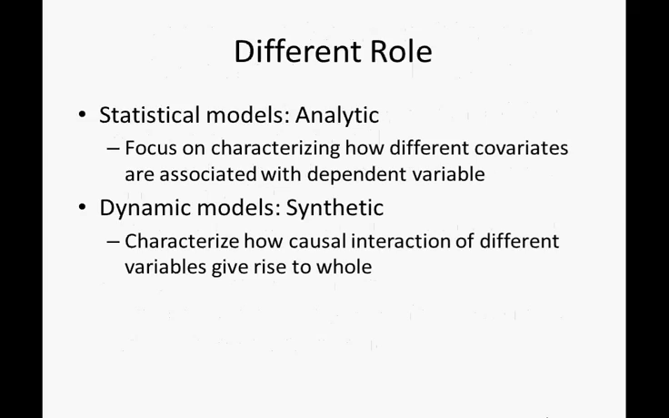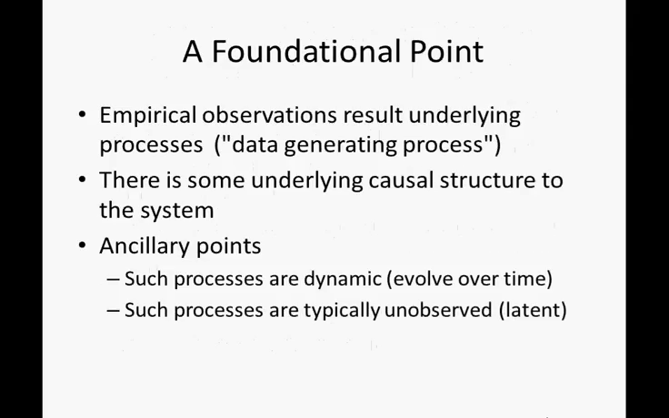We have various forms of it, but fundamentally they're these covariates, and we're interested in how they contribute, say, to a dependent variable. And when people go to dynamic models, this is often what they have in mind. How is this different from a regression? Fair question. This is one of the things I'm trying to compare to. Dynamic models are synthetic in the sense that they characterize how causal interaction of different variables gives rise to behavior of the system as a whole.